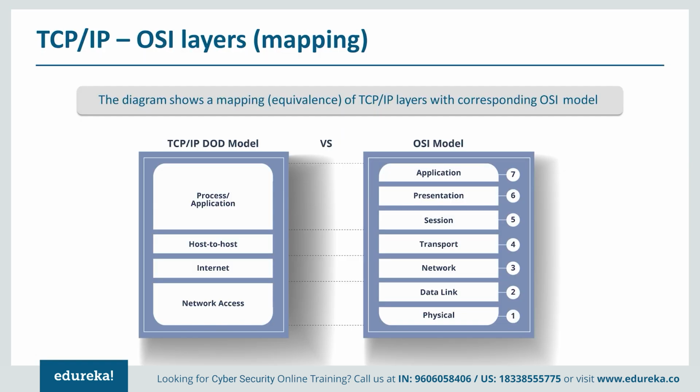TCP/IP: the only difference is that the top layers are converted into a single one. This is the regular TCP/IP model. The data link layer and the physical layer are combined into a single network access layer. The OSI network layer is called the internet layer, and the transport layer is called host-to-host. The top three layers, application, presentation, and session, are combined and called the process layer or application layer. This is the difference between TCP/IP and the regular OSI mapping.